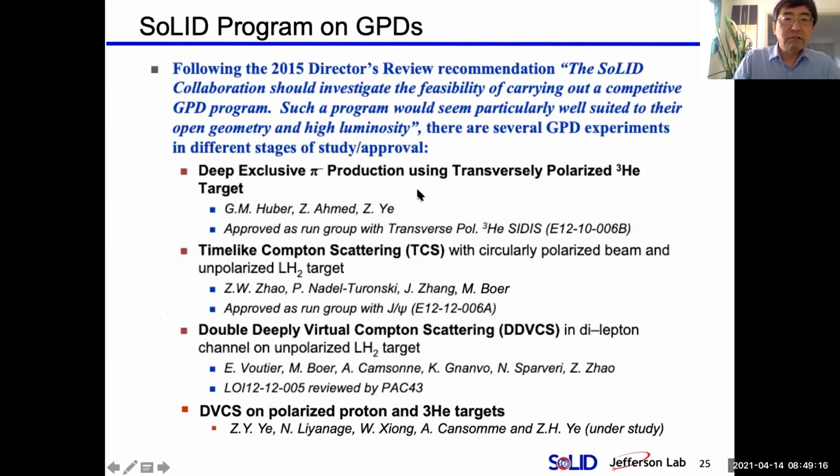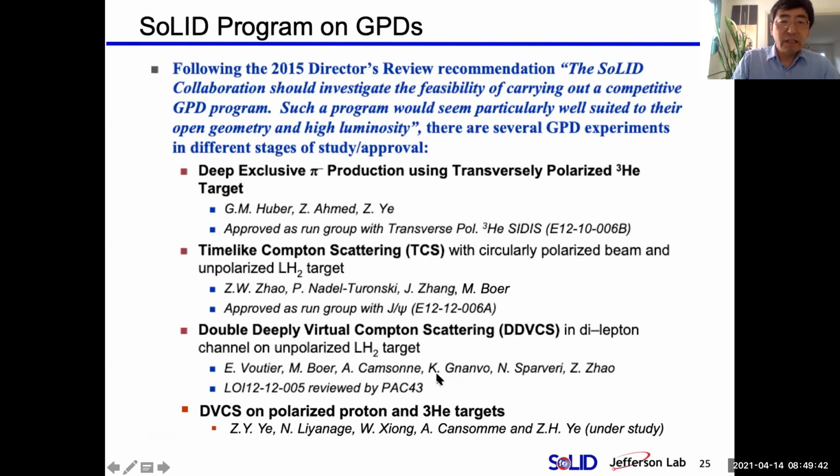We have 2 experiments run-group approved. One is the deep exclusive pi minus production using a transversely polarized helium-3 target. That's never been done before. So this will be a first to contribute very uniquely to the GPD program. The other is the TCS experiment. Also, we're developing the most luminous one, a double DVCS, DDVCS.